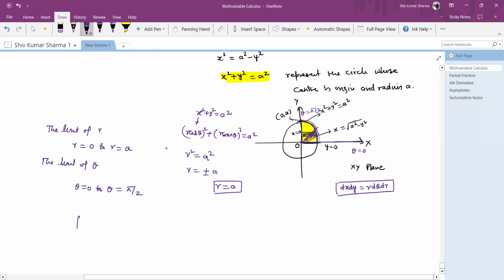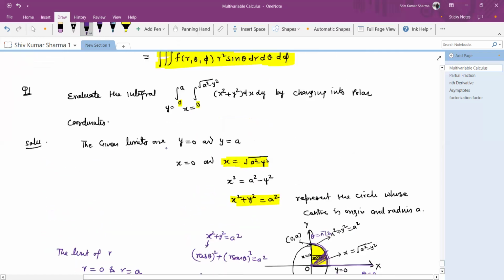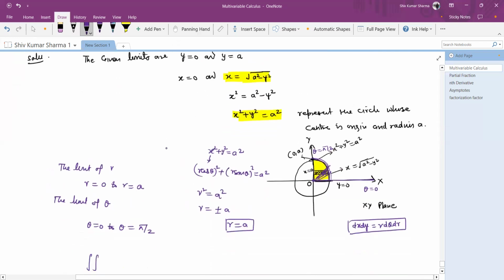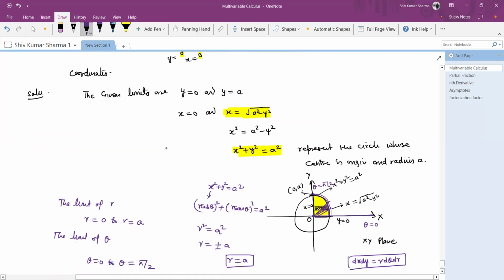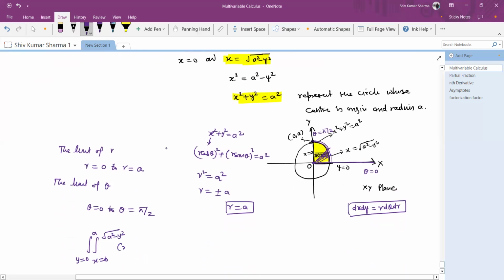Now we convert this above integral into polar form. So we write y equal to 0 to a, x equal to 0 to root a squared minus y squared, of x squared plus y squared dx dy. This can be converted into the form of r: the limit of r is 0 to a, the limit of θ is 0 to π by 2. Here both limits are constant.